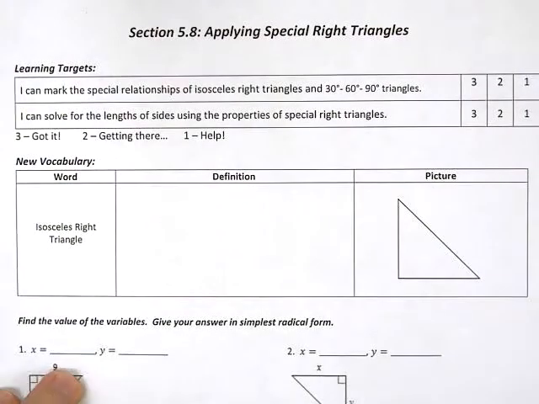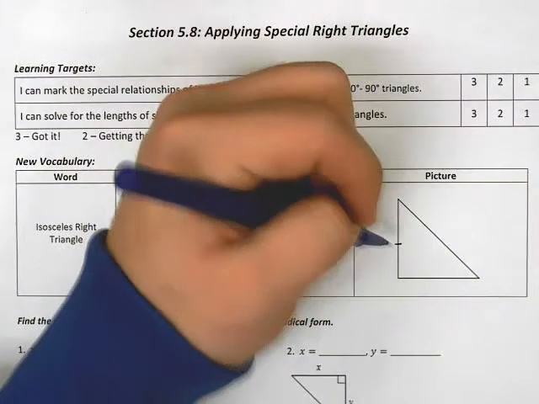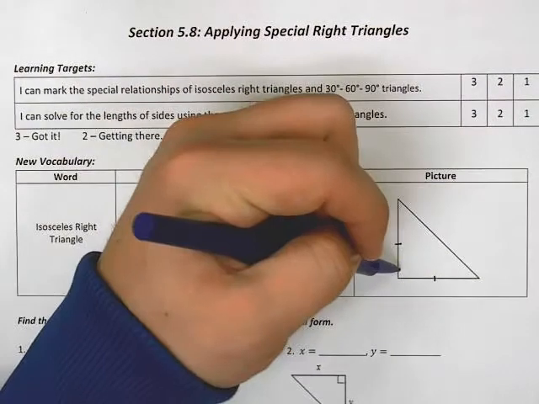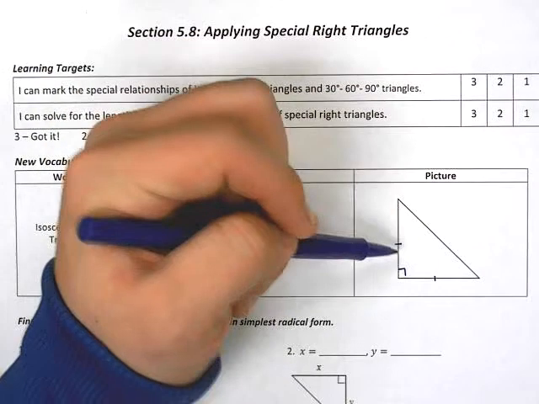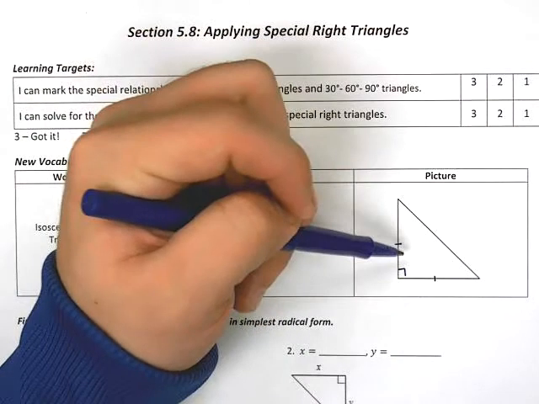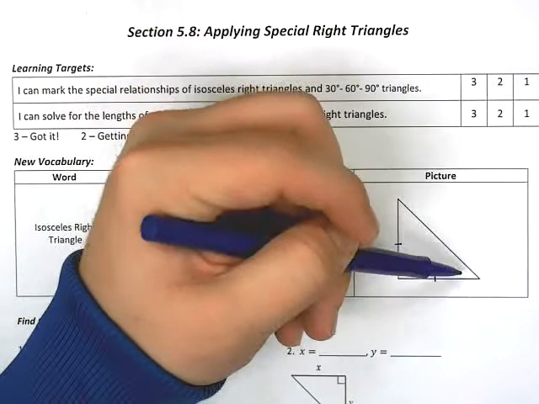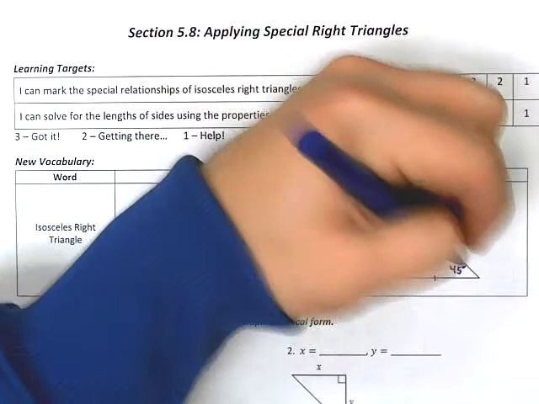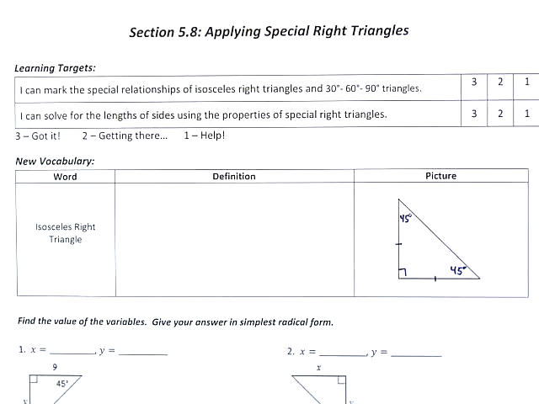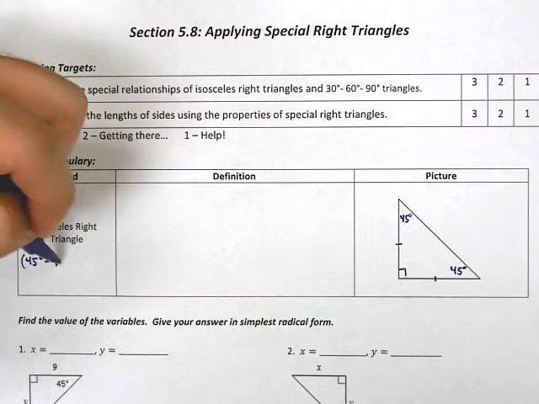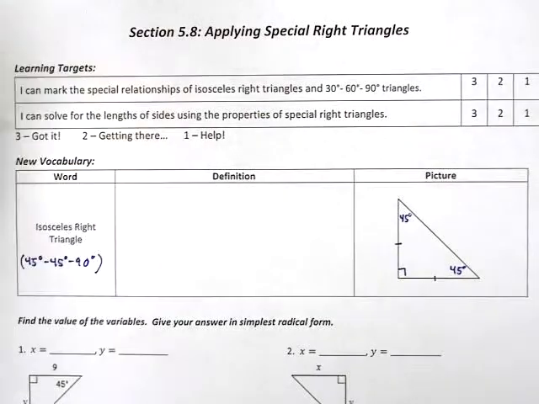So let's think about that for a second. Isosceles, we know that means the legs have to be the same. Well, we know it's a right triangle. And we know back from chapter 4 that if sides are congruent to each other, then the angles have to be congruent to each other. So both of these angles have to be 45 and 45. So you're going to hear me saying, instead of isosceles right, more times than not, 45, 45, 90.